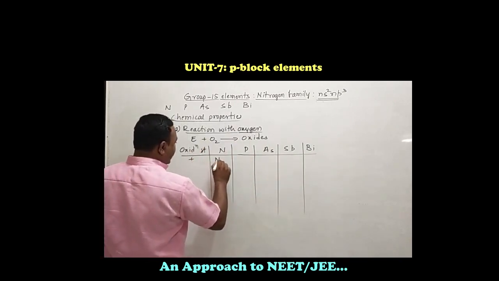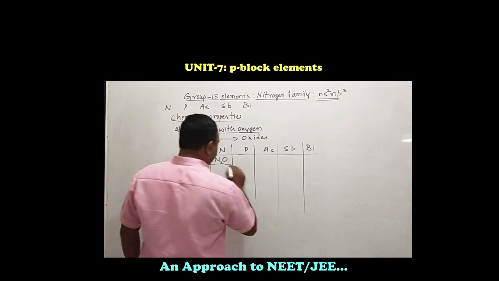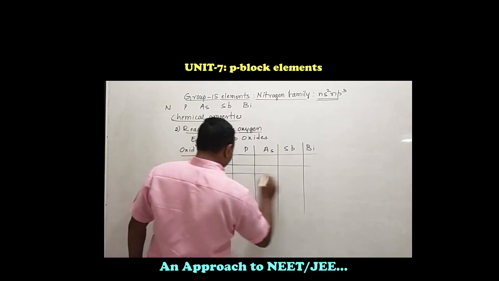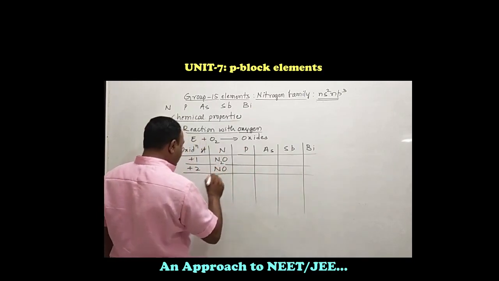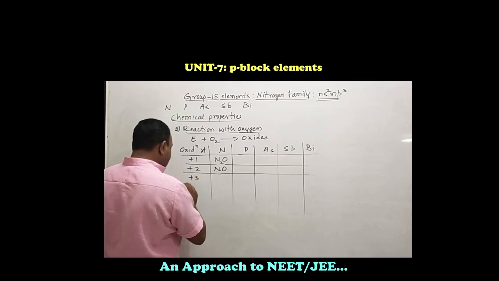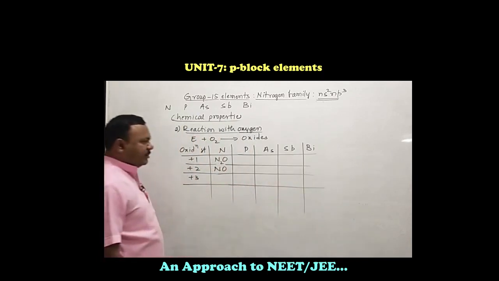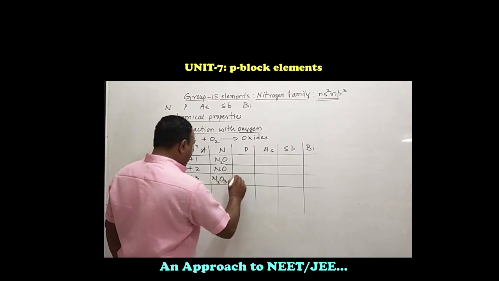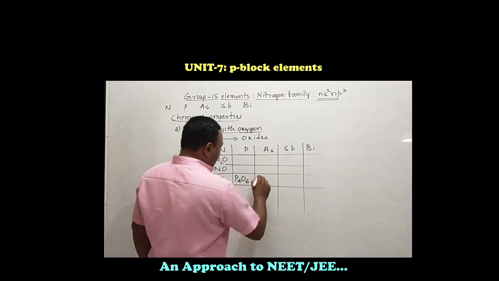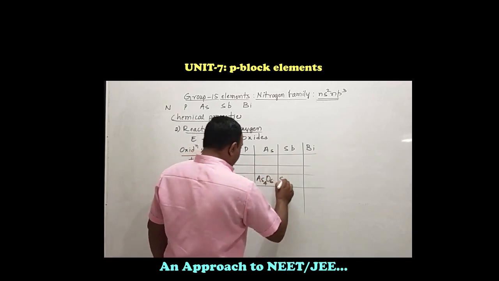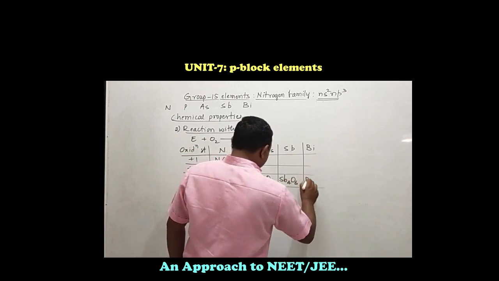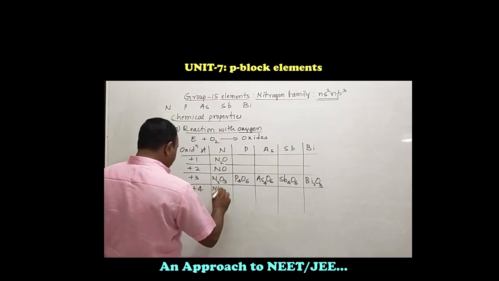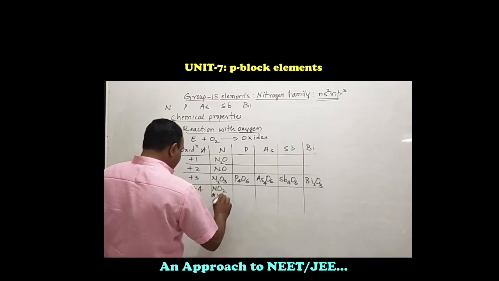For the +1 oxidation state, only nitrogen is forming the oxide, and the formula is N2O. For the +2 oxidation state, here also we are getting oxide by only nitrogen, it's NO. For the +3 oxidation state, all the elements are giving oxides now. For nitrogen we can write N2O3, phosphorus P4O6, arsenic As4O6, this is Sb4O6, and this is Bi2O3. For the +4 oxidation state, only nitrogen is giving the oxide, even phosphorus also.